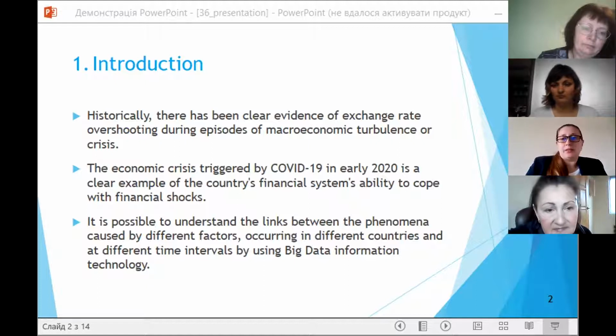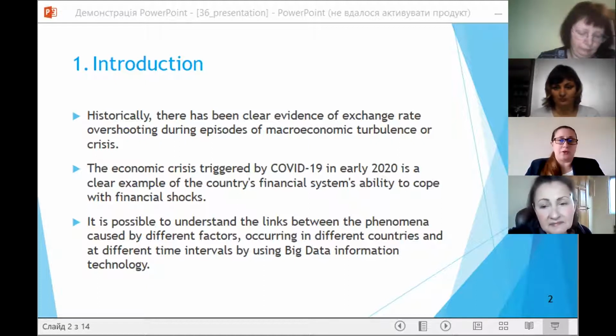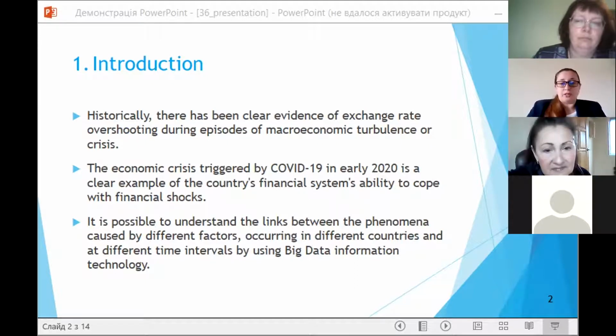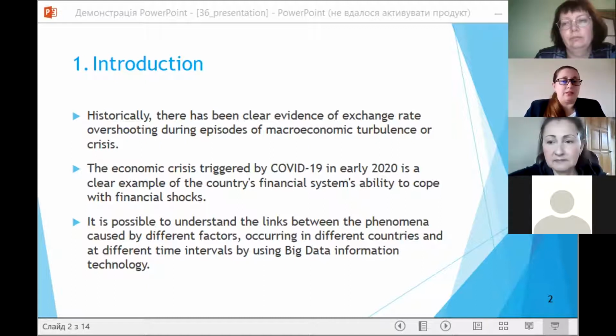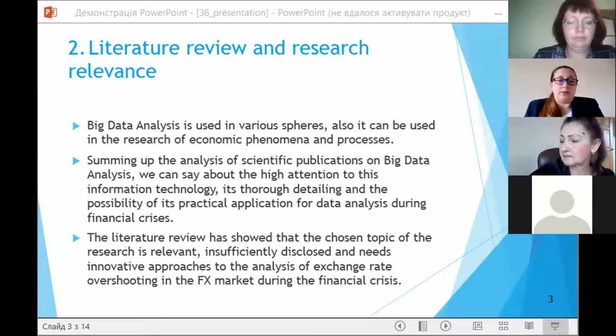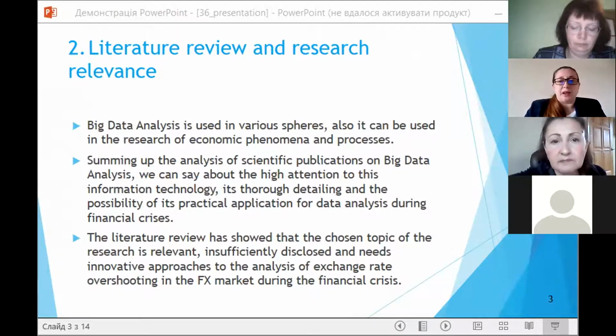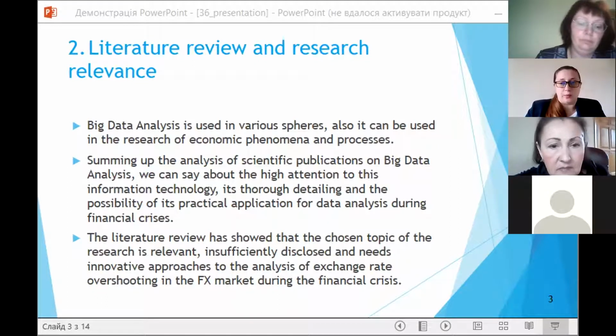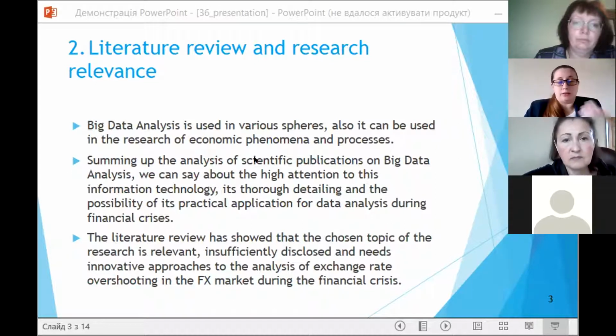Historically, there has been clear evidence of exchange rate overshooting during episodes of macroeconomic turbulence or crisis. And big data information technology makes it possible to understand the links between phenomena caused by different factors occurring in different countries and at different time intervals. Big data analysis is used in various spheres, and we decided that we can use it also in economics. Summing up the analysis of scientific publications on big data analysis, we can speak of the high attention to this information technology, its thorough detailing, and the possibility of its practical application for data analysis during financial crisis. The literature review has shown that the chosen topic of our research is relevant today, and if you need more information about our literature review, you can find it in our full article.